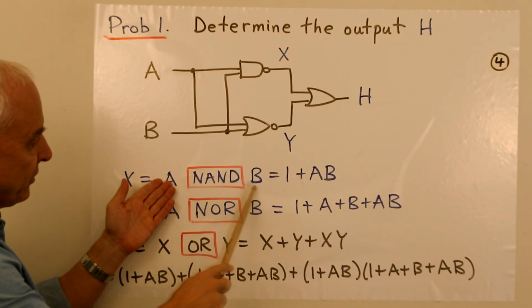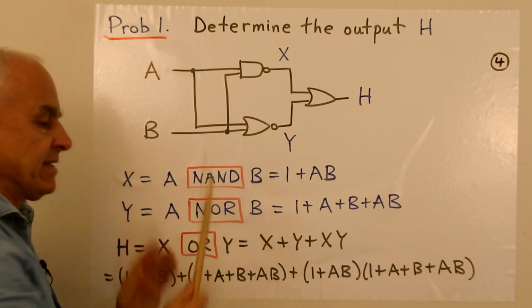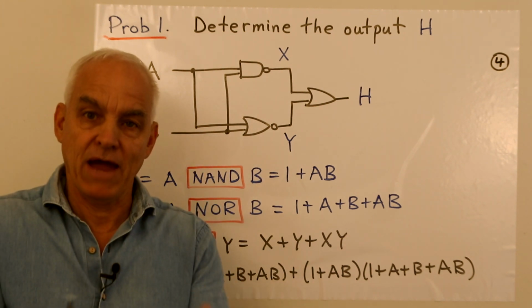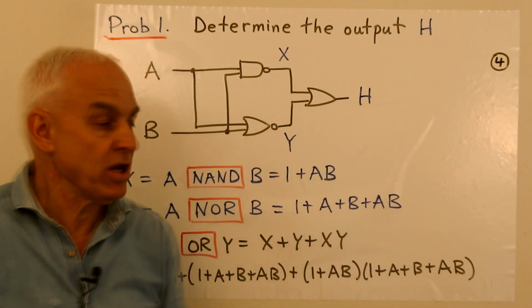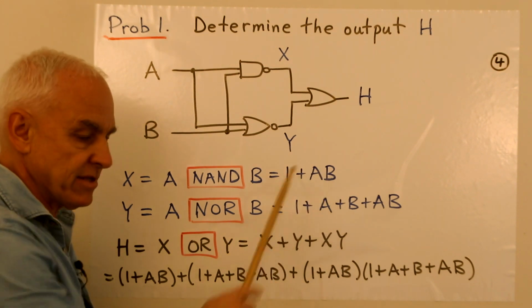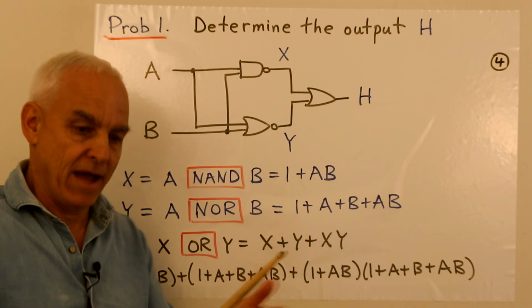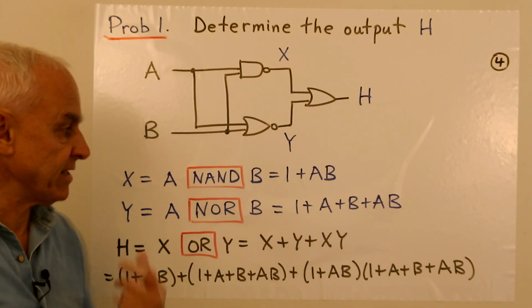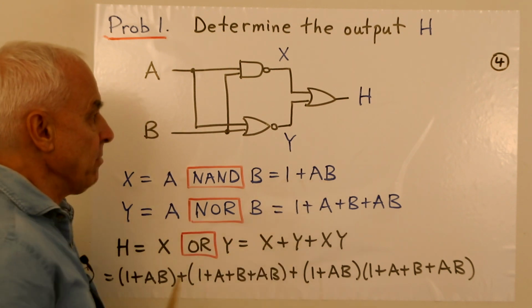That's a kind of a description involving the names of the gates. But we want to replace this with something algebraic. So we have to remember that the NAND gate operation is 1 plus AB. Right? AB, that's the product, that represents AND, and 1 plus that is then the negation of the AND. That's the NAND. So x is 1 plus AB.